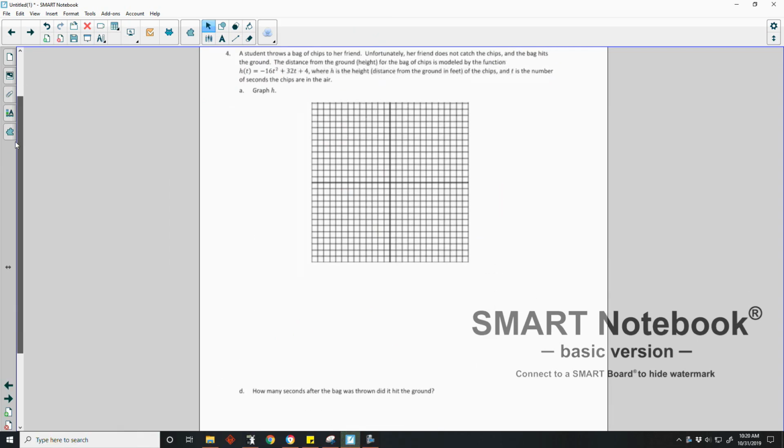Okay, on to page 6, number 4. A student throws a bag of chips to her friend. Unfortunately, her friend does not catch the chips and the bag hits the ground. The distance from the ground, height, for the bag of chips is modeled by the function h of t equals negative 16t squared plus 32t plus 4, where h is the height, distance from the ground in feet, of the chips, and t is the number of seconds the chips are in the air. Now it says to graph the function h.